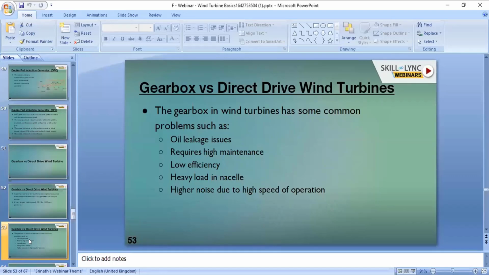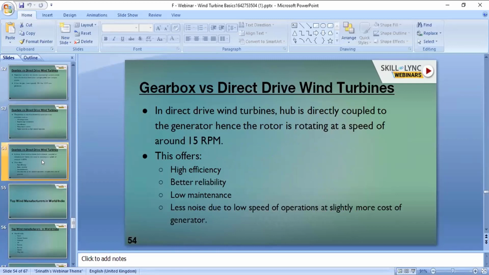Of course, there is a slight power loss in the gearbox. Definitely because of that, the efficiency will decrease. And gearboxes are always so heavy, so the weight of the nacelle will increase. And of course, the noise will be much higher than in the gearless machines.